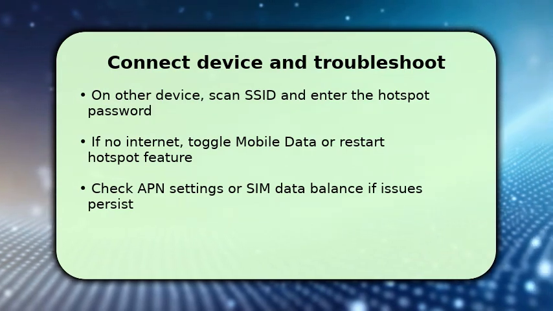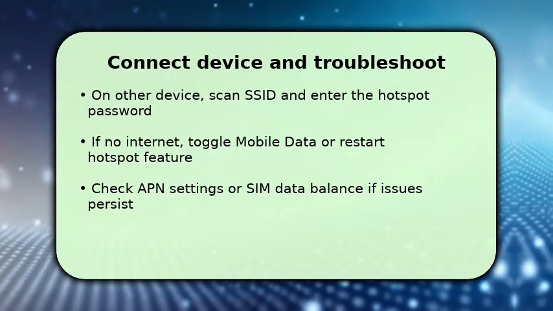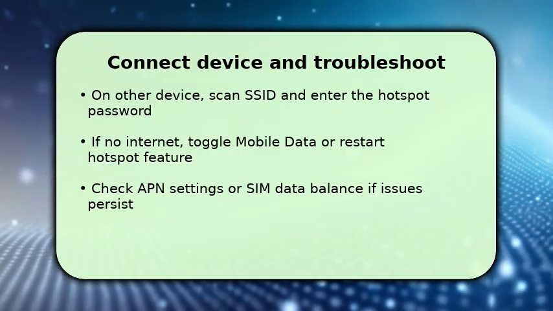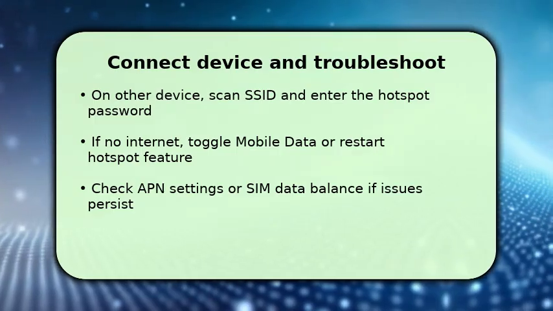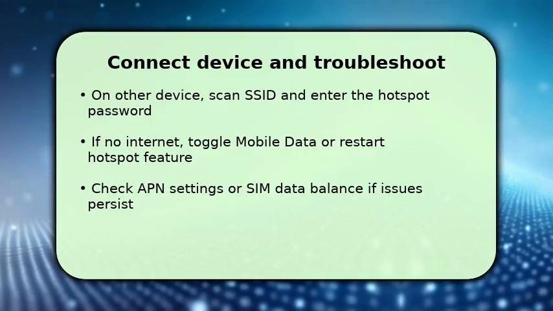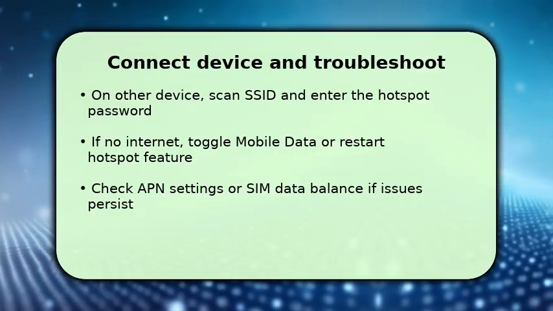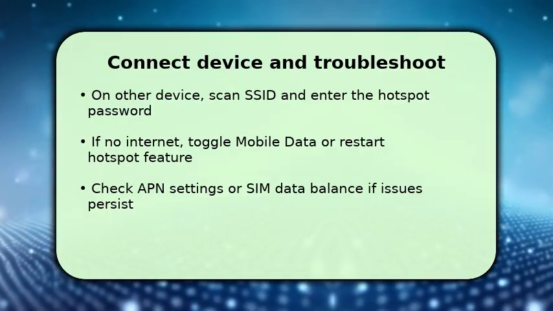If it doesn't, first toggle mobile data off and on the Geo phone, then restart the hotspot. This often fixes routing glitches. If problems continue, verify APN settings and confirm your SIM's data balance. Sometimes the carrier blocks tethering. As a last step, reboot both devices to clear any lingering network state and try again.